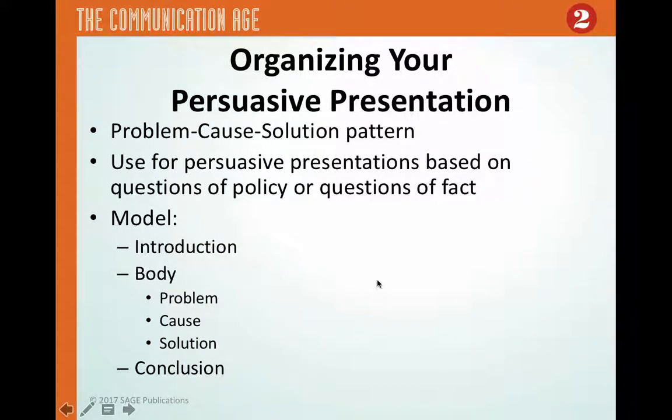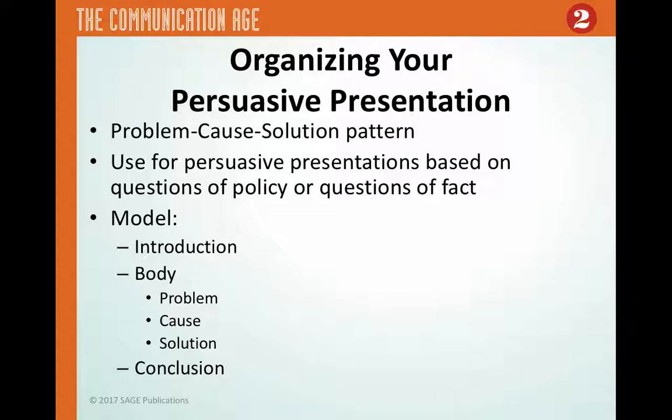So now there's going to be two different patterns that I want you to use, either one or the other, for your persuasive presentation. These last two slides are very important for you to listen to and be familiar with in terms of creating your outline and practicing your presentation. The first one is problem, cause, solution. You're either going to use this pattern or what's on the next slide. I've said that like 4 times now, but I just want to stress it. You use this for persuasive presentations based on questions of policy or questions of fact.